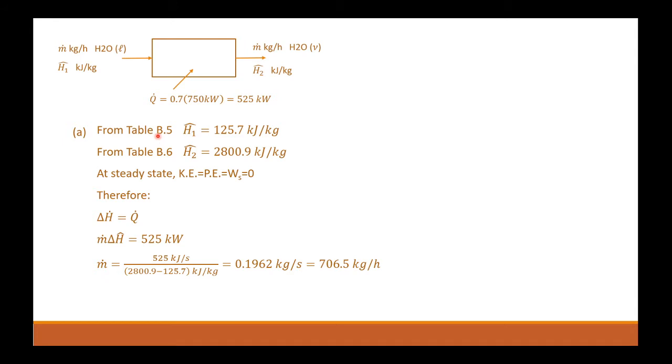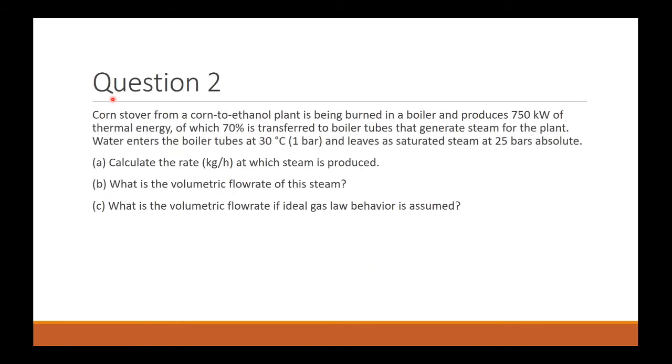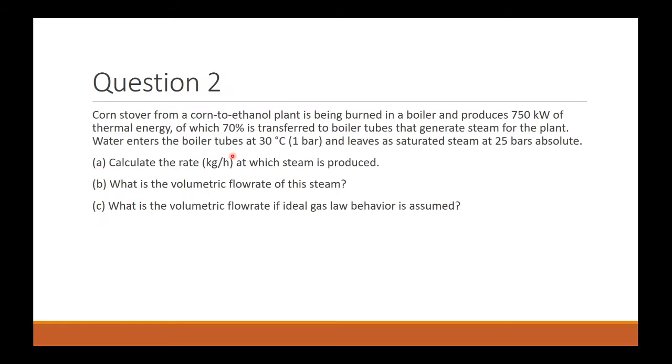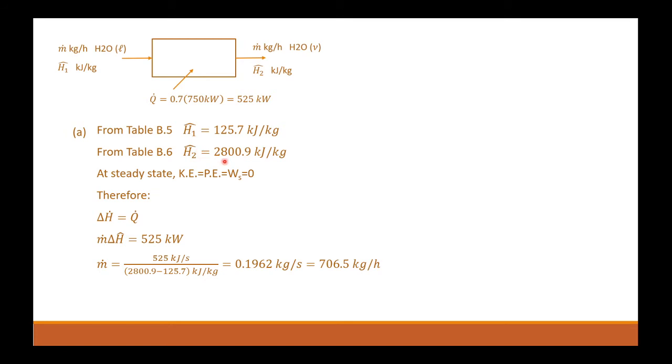Now from table B.5 we can obtain that H1, the enthalpy in the inlet here, based on the condition at 30 degrees Celsius and 1 bar, is 125.7 kilojoule per kg. So using the same method from this part here, we continue to obtain H2 from table B.6 at 25 bars absolute. This gives us H2 to be equal to 2800.9 kilojoule per kg.